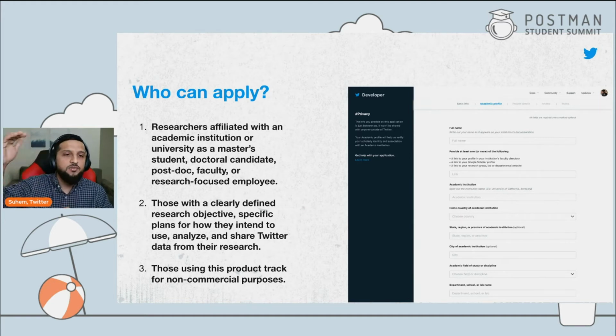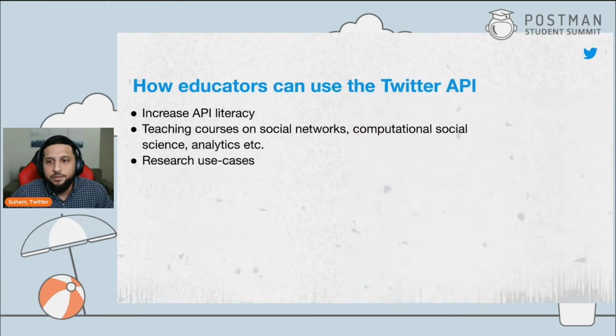So first, you apply for your developer account, and once you've applied for a developer account, if you're an academic, then you'll fill out a next form, which will basically ask you your affiliation with your university and things like that, and what kind of research you're planning to do. And once approved, then you'll have access to this academic product track that you can then use to do your research on Twitter.